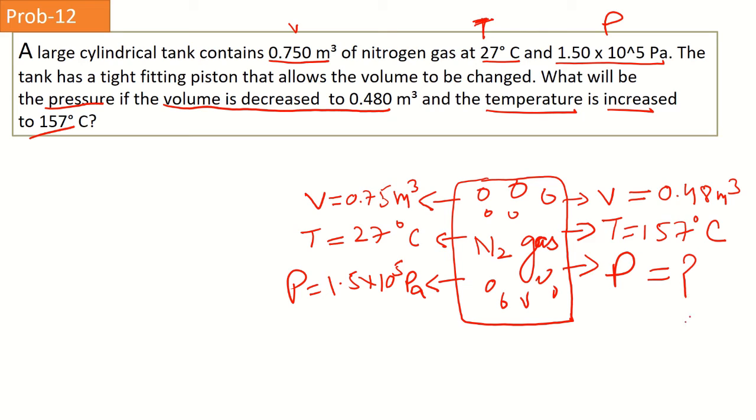So here the two data are given to you. On one side one data is given, and on the other side another data is given. These are the initial values: the initial volume, initial temperature, and initial pressure. And this is the final volume, the final temperature, and the final pressure. So what rule you have to use here to find this is the gas equation.